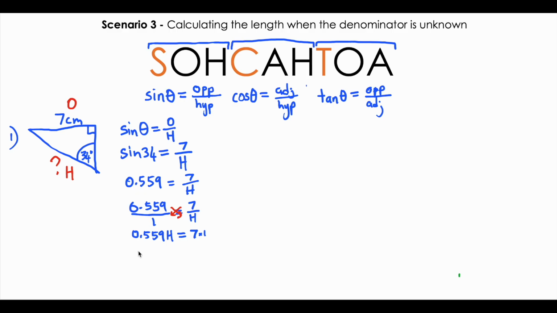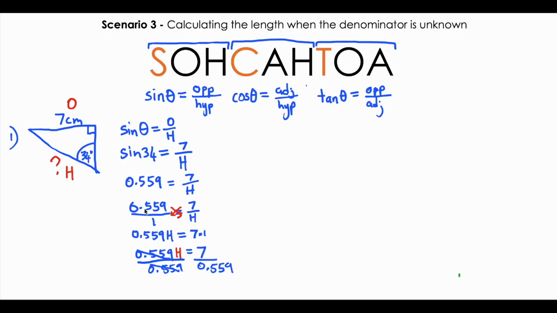Okay? Now, I'll write this back because this is the extra step that we're going to have. So we're trying to find h, which is equal to 7. Now, 0.559 is being multiplied to the h. We need to get h by itself. So if I'm multiplying by the h, what is the opposite of multiplying to h to get it by itself? We divide, right? So divide both sides by what's next to the h, which is 0.559.